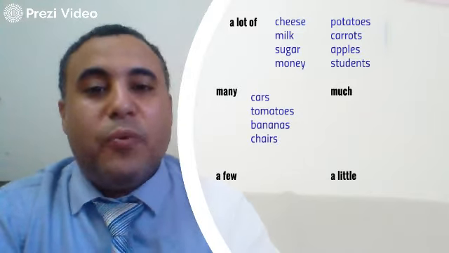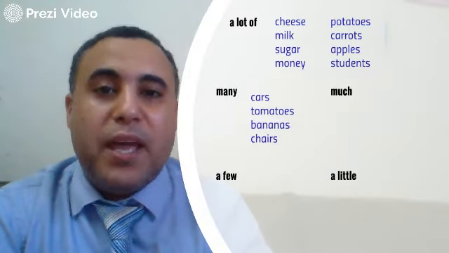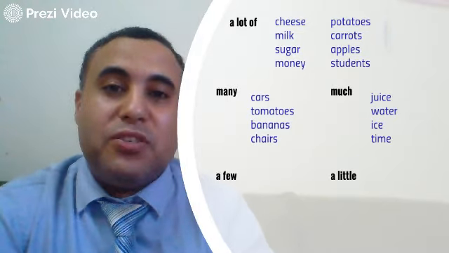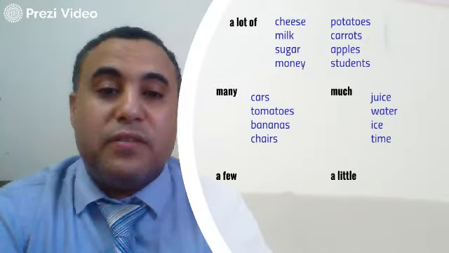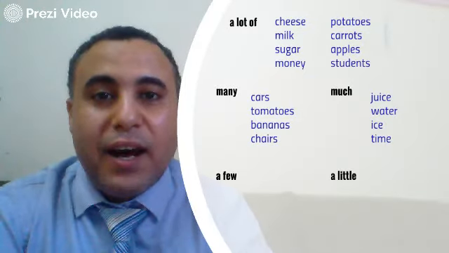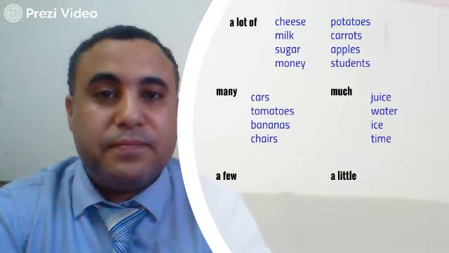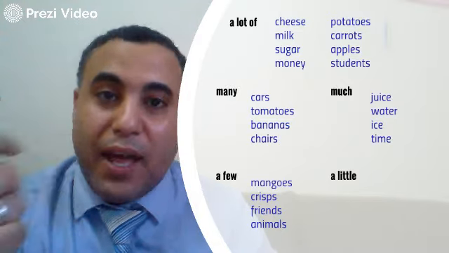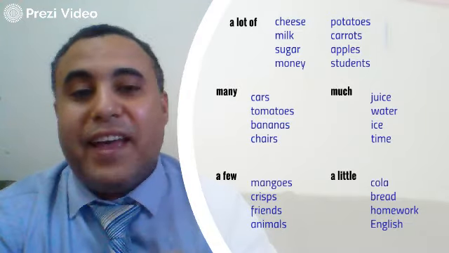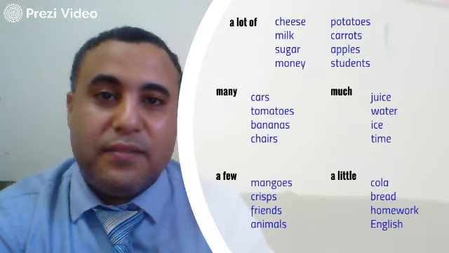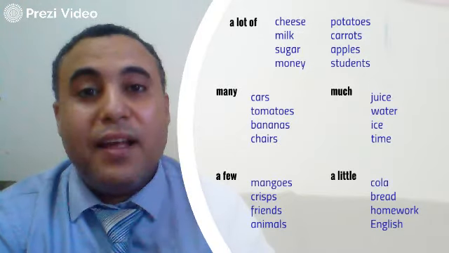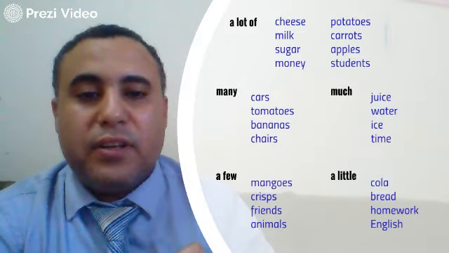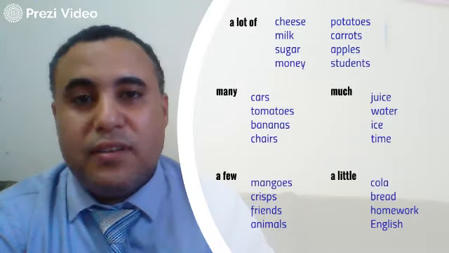Check more examples. We can say many cars, many tomatoes, many bananas, many chairs, but we say much juice, much water, much ice, much time. I can say a few mangoes, a few crisps, a few friends, a few animals, but I have to say a little cola. I can't say a few cola, a little bread, a little homework, a little English. He speaks a little English.